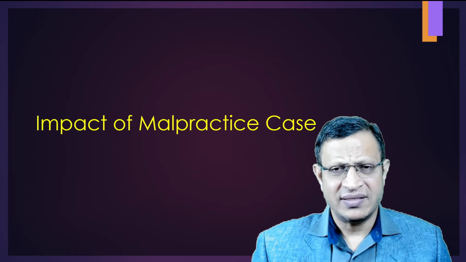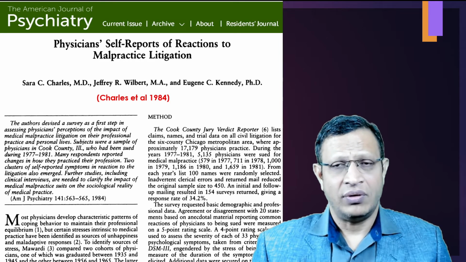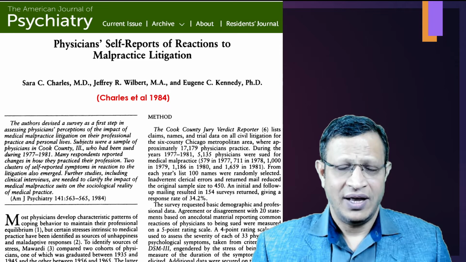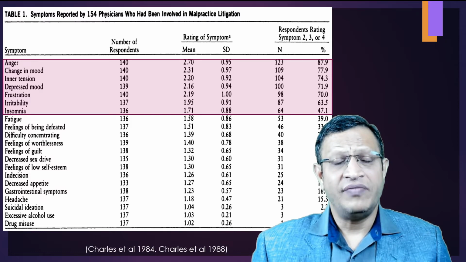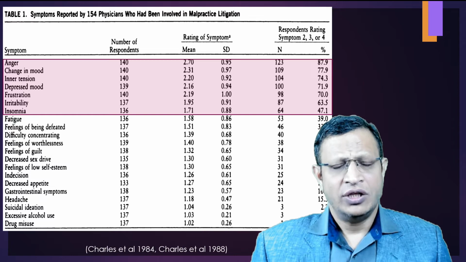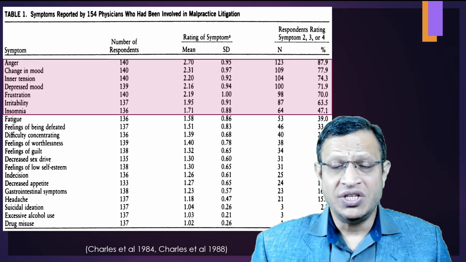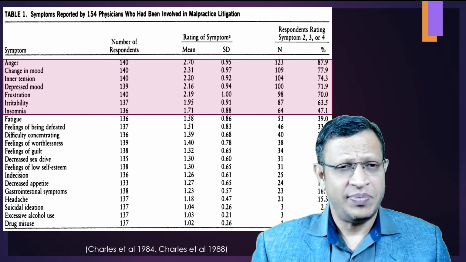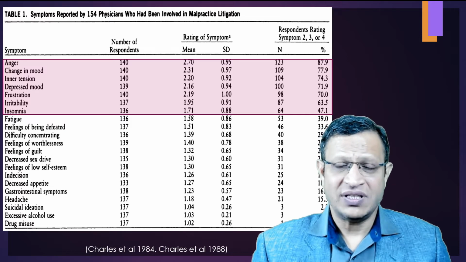What is the impact of medical malpractice case? There is an interesting article published by Charles and his colleagues in 1984. The title of the study was Physician's Self-Report of Reaction to Malpractice Litigation. It's a very interesting article published in American Journal of Psychiatry. They interviewed 154 physicians who had gone through various litigation with regard to medical malpractice. The most common emotions seen: anger, approximately 87%, changes or mood fluctuation, 77%, inner tension, depressed mood, 70%, frustrated, 70%, irritability, 63%, insomnia, 47%.